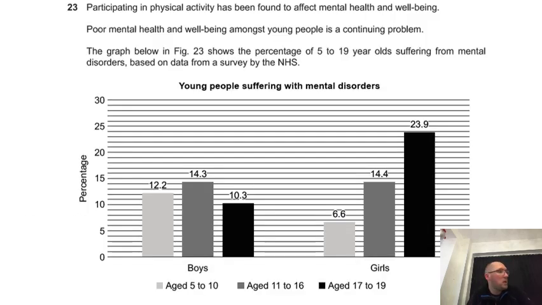So this next question involves understanding a graph. Participation in physical activity has been found to affect mental health and well-being. Poor mental health and well-being amongst young people is a continuing problem. The graph in figure 23 shows the percentage of 5 to 19-year-olds suffering from mental disorders, based on data from a survey by the NHS. Now, this question was answered quite well. It was just a simple calculation you had to make.